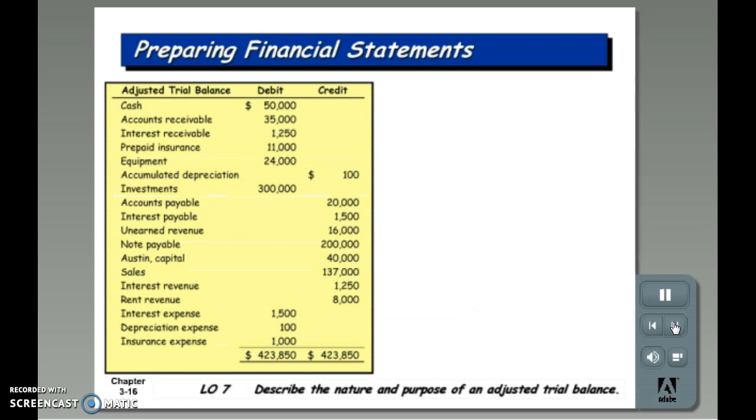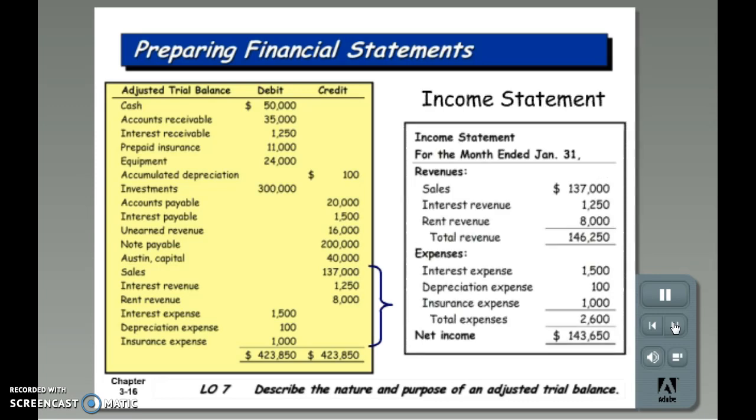The adjusted trial balance reflects the account balances for the accounting period being reported. Asset accounts are listed first, starting with the most liquid, cash. Then liability accounts are listed, followed by the owner's equity accounts. The revenues and expense accounts listed at the bottom are used to prepare the income statement, which calculates net income as total revenues minus total expenses. The net income, in this example, $143,650, will appear on the next financial statement.